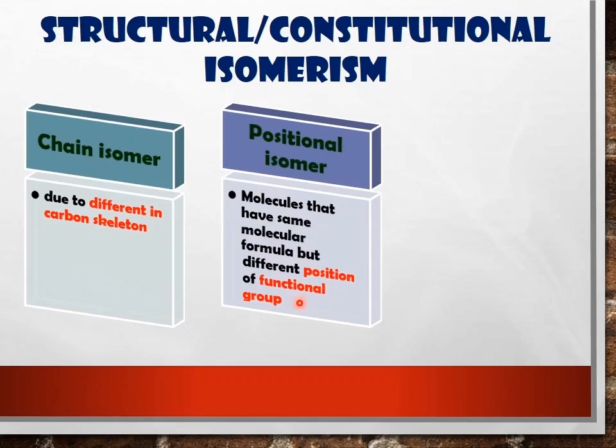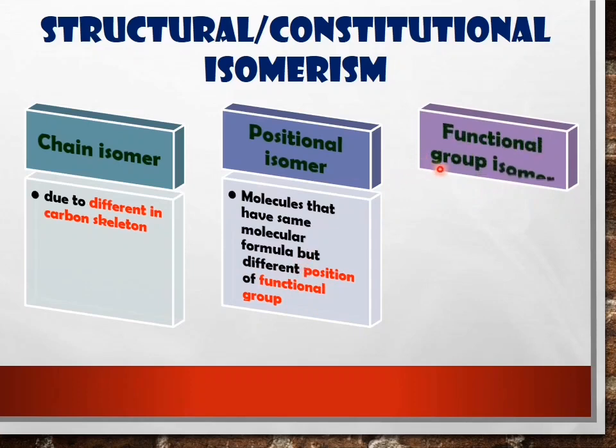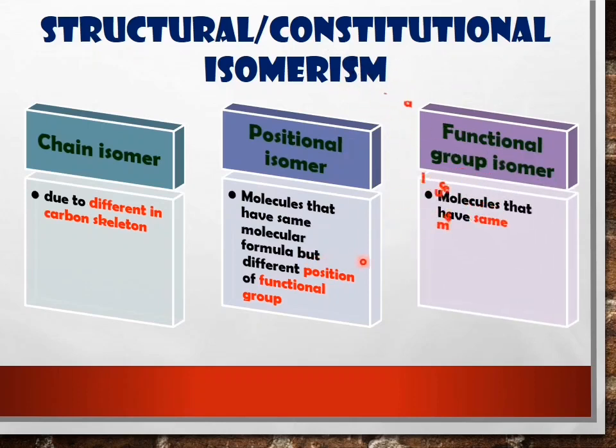Before this, you already learned about functional group. So I want to highlight here, for positional isomer, it must be a different position of functional group. And the third one, we have functional group isomer. For functional group isomer, molecules have the same molecular formula, see, same molecular formula, but different functional group, meaning from one functional group change to another functional group. So later, I will discuss more about these three types of structural isomerism.